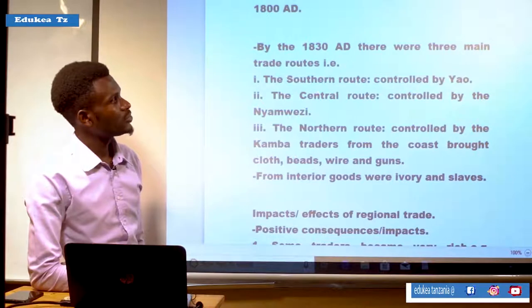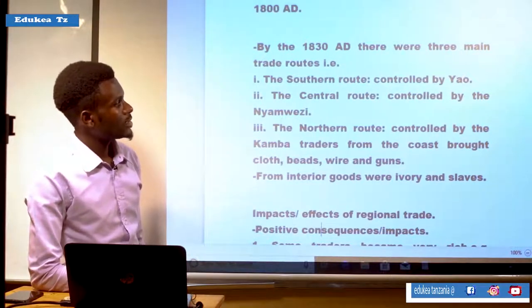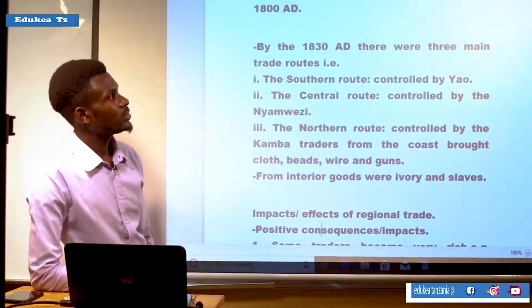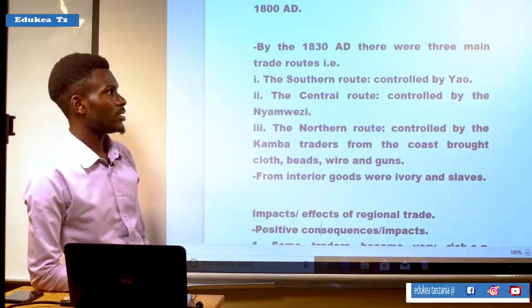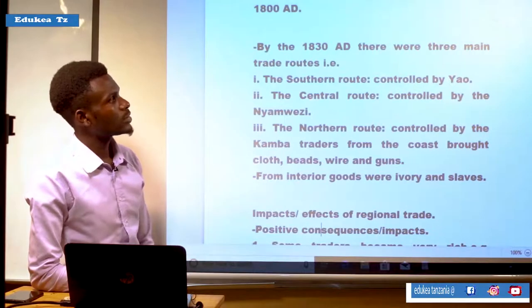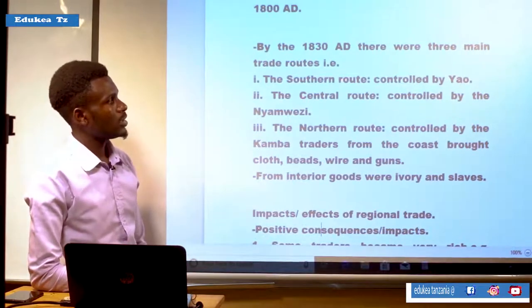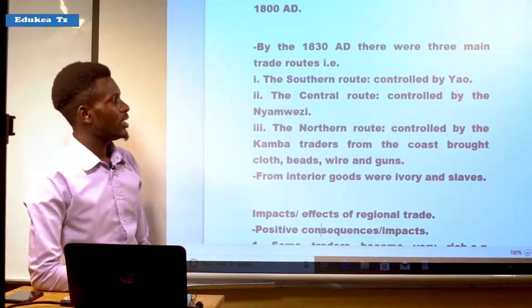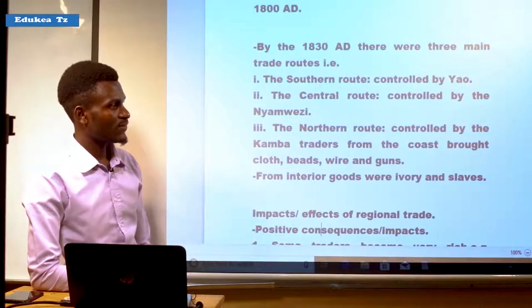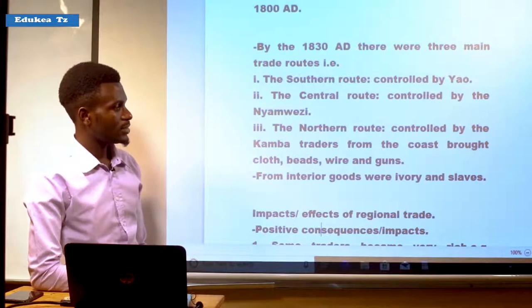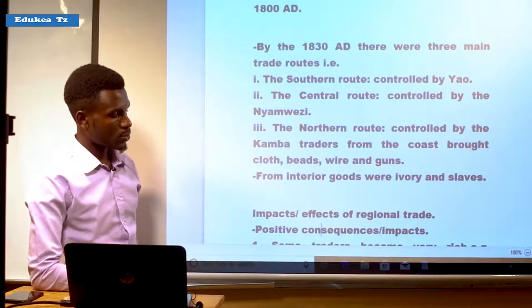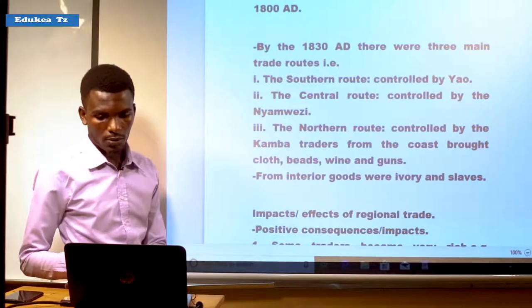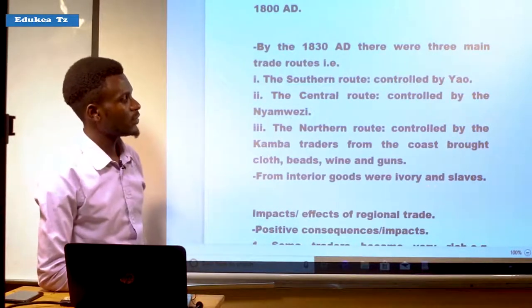By 1830 AD, there were three main trade routes: the southern route, central route, and the northern route. It means that during the long distance trade in East Africa with the Swahili traders and Arabs, there were three main trade routes. The southern route was controlled by the Yao, the central route by the Nyamwezi, and the northern route by the Kamba traders. From the coast, goods were cloth, beads, wire, and guns. From the interior, goods were ivory and slaves.